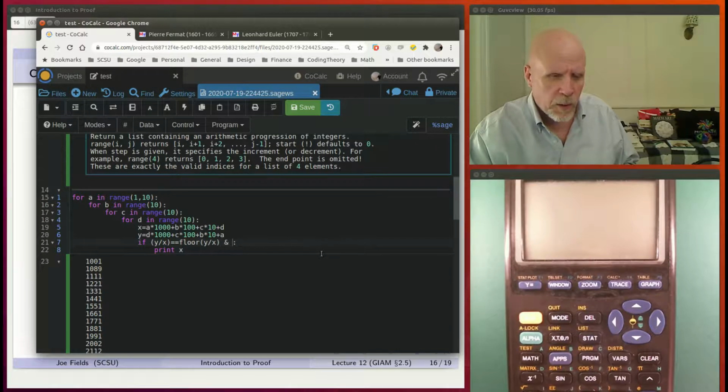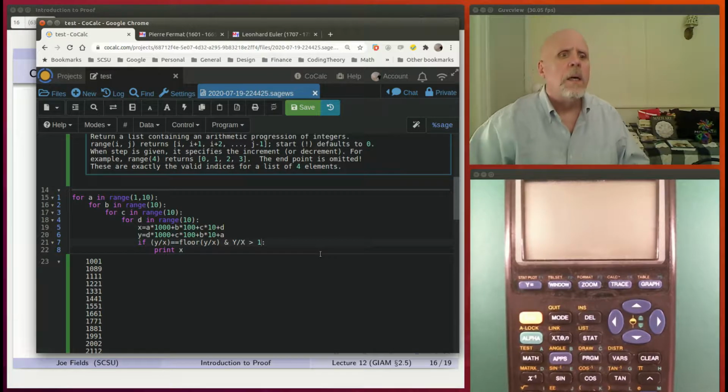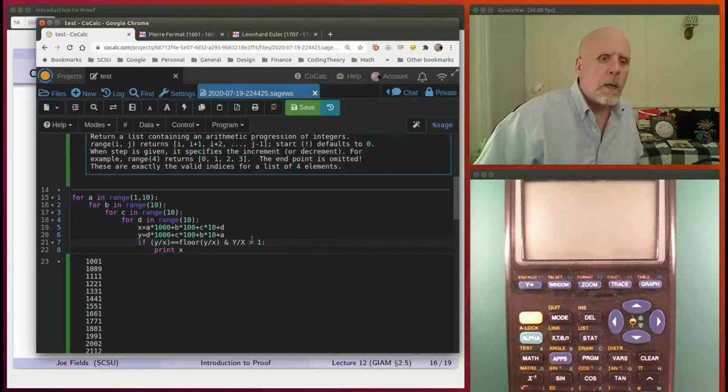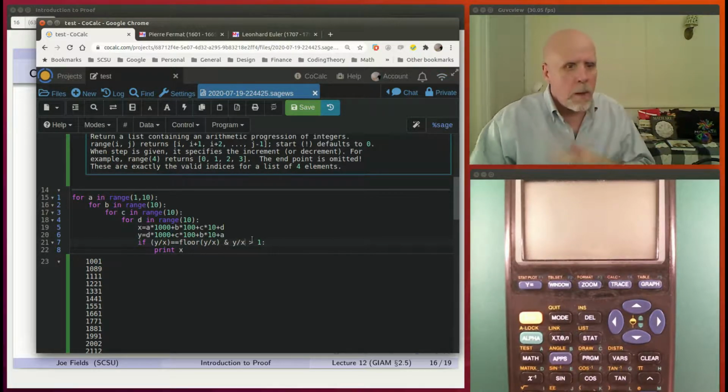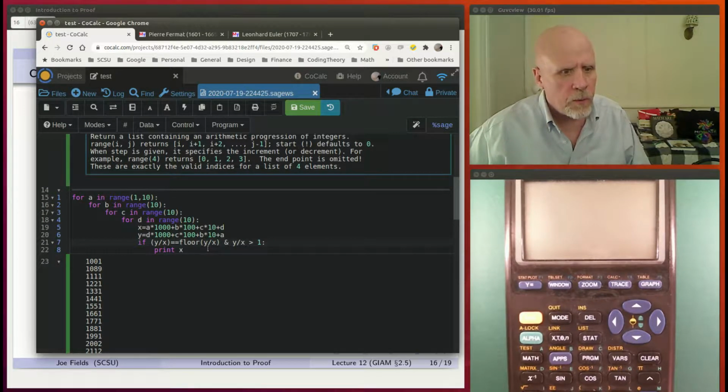So why don't we also put in a condition? I believe the and sign works. I believe it's also the case that if you spell it out, A-N-D, that'll work. But let's check this first. What I want is that y over x should also be bigger than 1. Oops, I'm not wearing my glasses, but I think that looks right. I got the caps lock stuck again, didn't I? Yeah. Okay, so the floor of the fraction is equal to the fraction. That means it went in evenly. And then that one bigger than 1 is going to eliminate the palindromic cases, I hope.